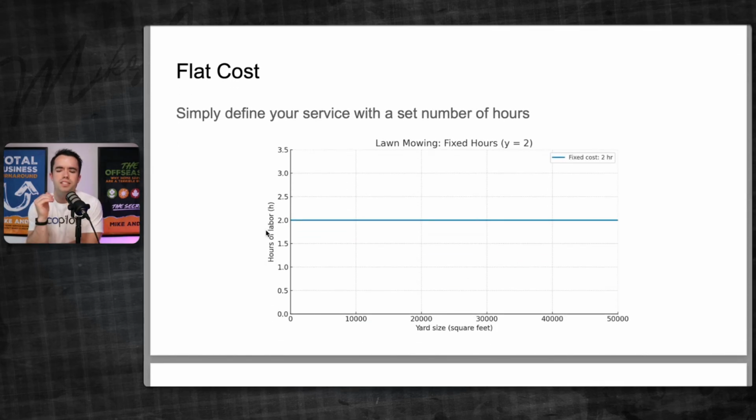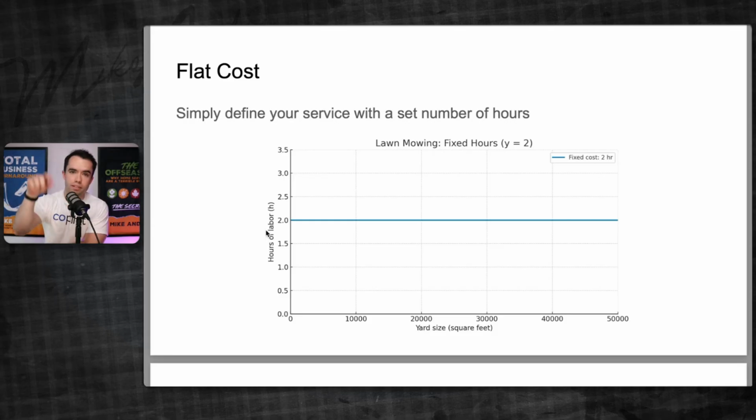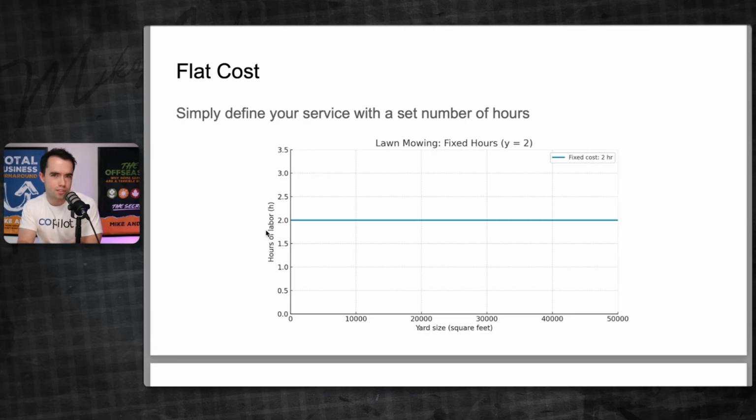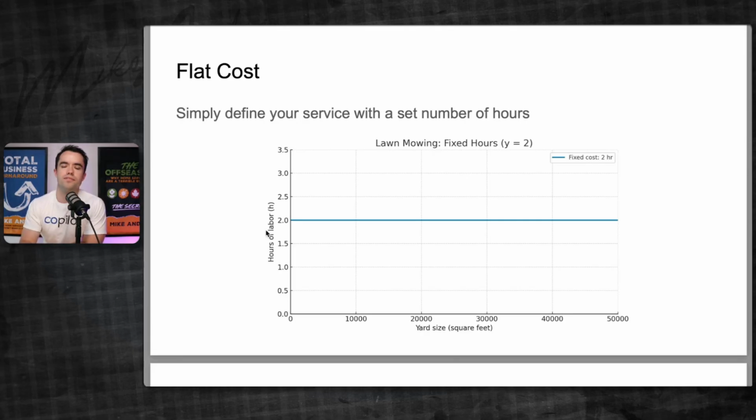All right, flat cost is like, hey, we are having a promotion. Everyone gets their lawn mowed for $59. Everyone. That's what this would be, flat cost. Doesn't matter how many square feet you're getting. I don't recommend this for mowing because you could lose your shirt on it. So don't recommend flat costing.